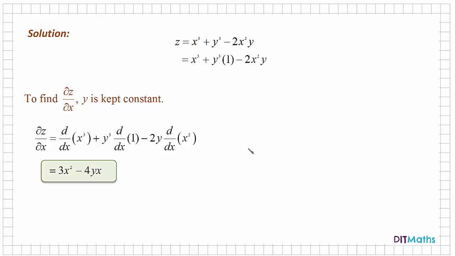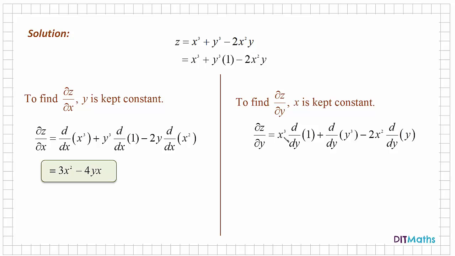Now, to find the partial derivative of z with respect to y, this time we keep x constant and differentiate with respect to y. So this becomes x cubed, which is a constant, times the derivative of 1 plus the derivative of y cubed minus 2x squared times the derivative of y. So again, differentiating 1, or a constant, we get 0. Differentiating y cubed, we get 3y squared. And differentiating y, we get 1. So we're left with the partial derivative of z with respect to y is 3y squared minus 2x squared.